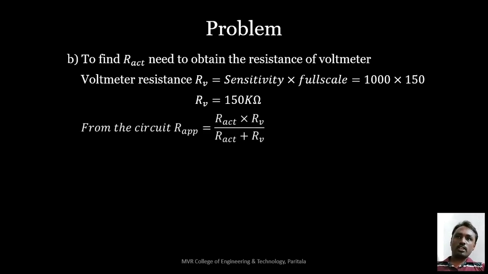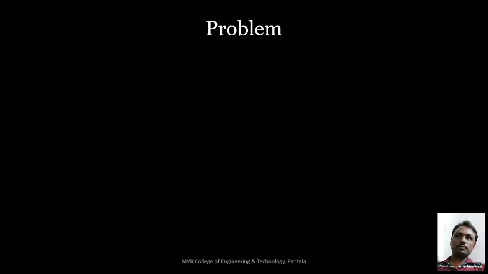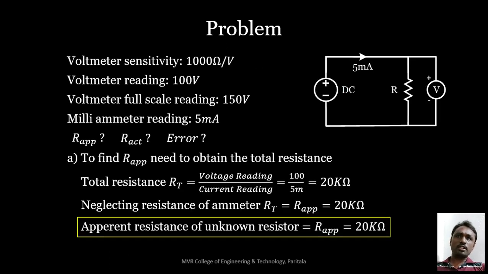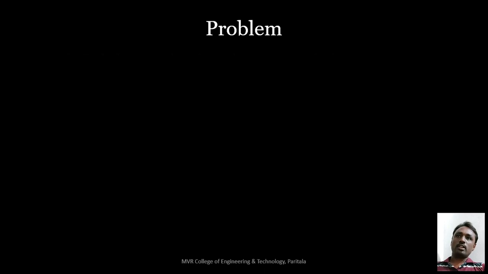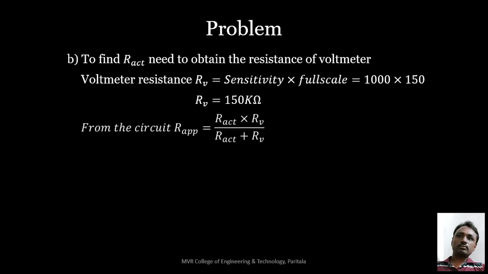Now from the above circuit you can see here, this is the circuit. R is in parallel with the voltmeter. So the total resistance must be actual resistance into voltmeter resistance divided by actual resistance plus voltmeter resistance. So from the circuit, R apparent is equal to R actual into R voltmeter divided by R actual plus R voltmeter.